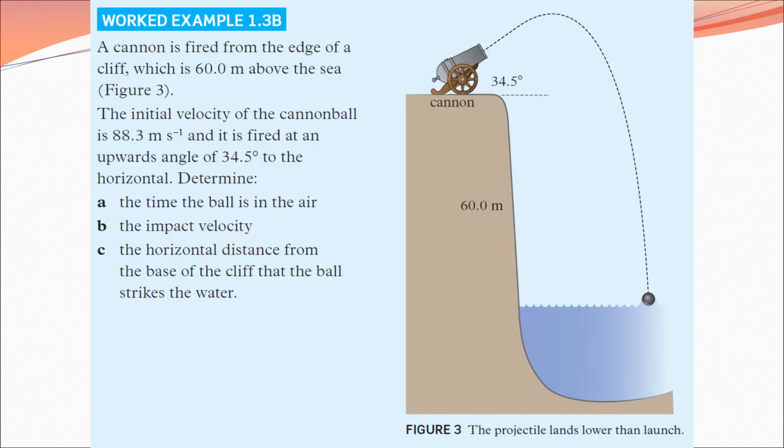Here's an example. A cannon is fired from the edge of a cliff, 60 meters above the sea level. The initial velocity of the cannonball is 88.3 meters a second, fired up at 34.5 degrees to the horizontal. These questions look complicated, but go back to what I told you before. Write down what you know, look at your list of formulas, and you should be able to pick one that works to find the unknown that you're after.